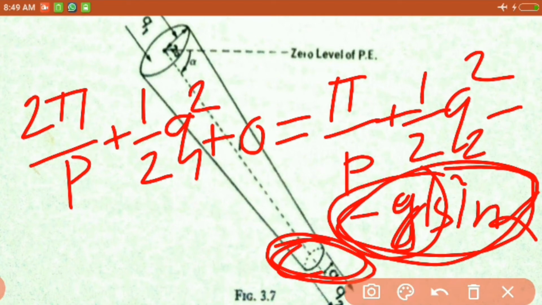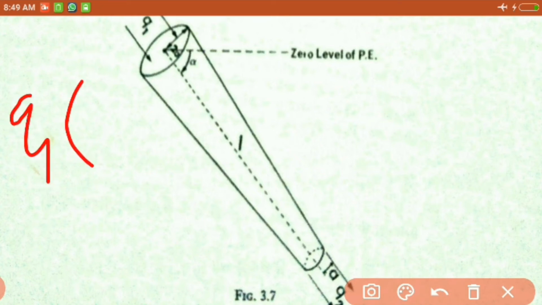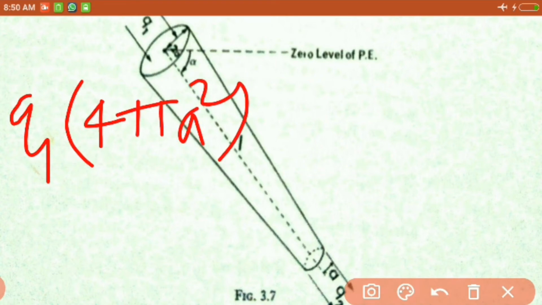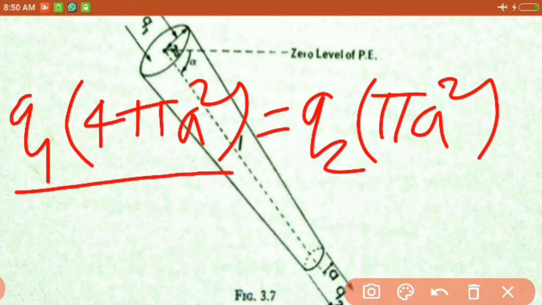Further, the equation of continuity, since the fluid is incompressible, is Q1 into 4 pi a square is equal to Q2 into pi a square. This is the entry level and this is the exit level of the pipe.